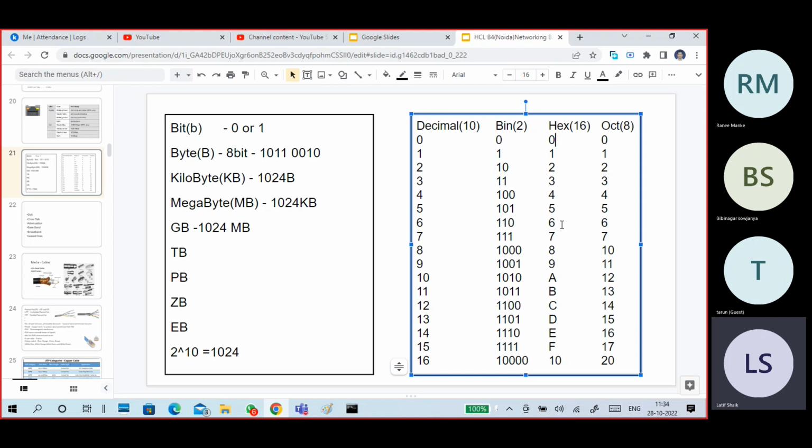Next, if you see hexadecimal, the last digit is F. If you want to write hexadecimal in binary, the maximum single-digit size is 4 bits in binary. A single hexadecimal digit, at maximum, is 4 binary bits. Okay, so we have to take 4 binary bits equal to 1 hexadecimal digit. 1 hexadecimal digit is equivalent to 4 binary bits. Okay, so keep that in mind.